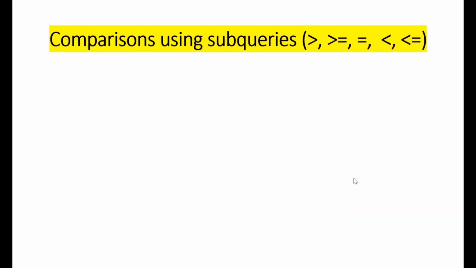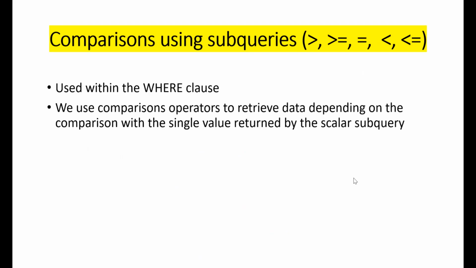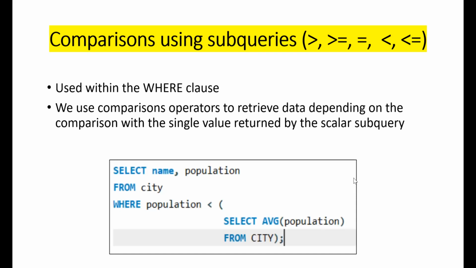The third type is comparisons using subqueries. So they are used within the where clause, and we use comparison operators to retrieve data depending on the comparison with a single value returned by the scalar subquery. For example, we can return the minimum, the maximum, or the average. Here we have an example.